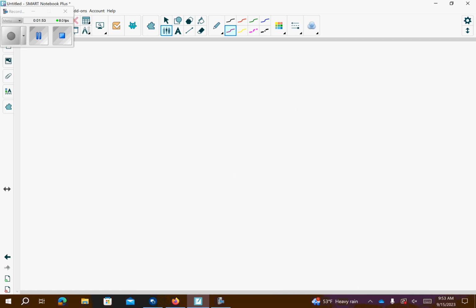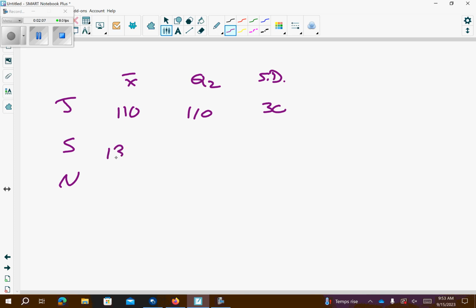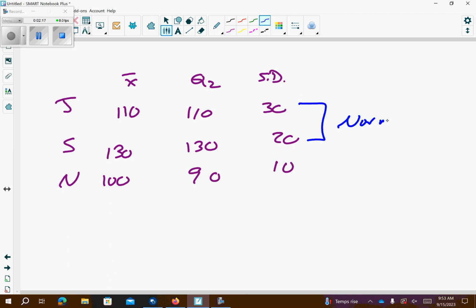Problem, page 122, you have James, you have Stephen, and you have Nathan. You have an average, you have a median, which we'll call Q2, and a standard deviation. So you have 110, 110, and 30, 130, 130, 20, 100, 90, and 10. Okay, so these are both normal distributions because these are equal to each other.